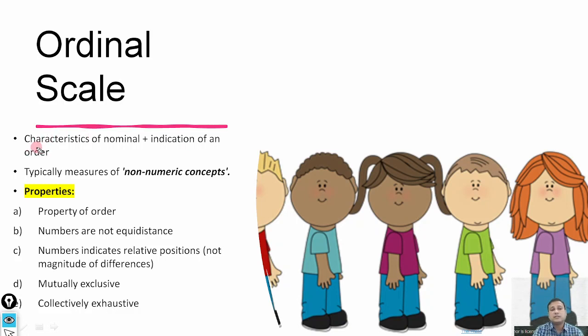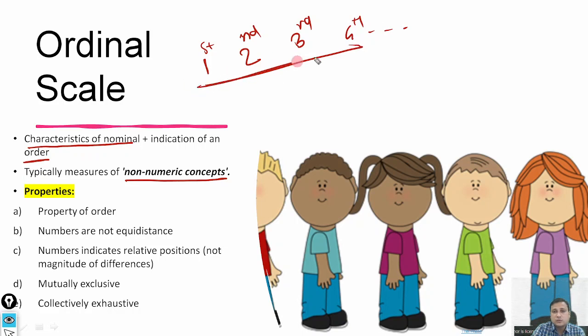When there is a variable carrying the characteristics of nominal plus indicating orders, then it will be known as an ordinal scale data or variable. Ordinal scale typically measures non-numeric concepts. Again, this is very important. In ordinal scale we use the numbers first, second, third, fourth and so forth. Though we are using the numbers, actually we are using them to measure non-numeric concepts. Right? What does that mean? When we see the example, you will understand the meaning of this.